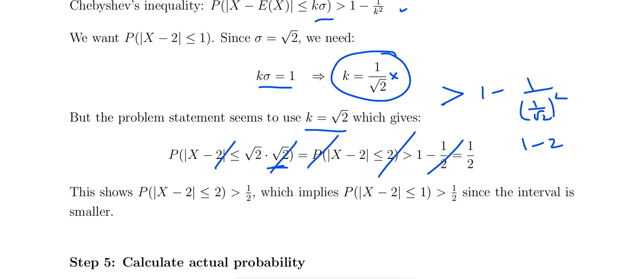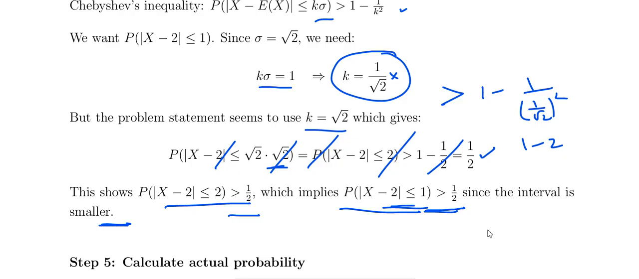So if you need root 2, that is k equal to root 2. Otherwise, this implies P of |X minus 2| less than or equal to 2, that is 1 minus 1 by 2, equal to 1 by 2. So from this, they write it as implies. That's the whole idea. So P of |X minus 2| less than or equal to 2 is greater than 1 by 2, but this is greater than 1 by 2, that is P of |X minus 2| less than or equal to 1 is also greater than 1 by 2, since the interval is smaller.